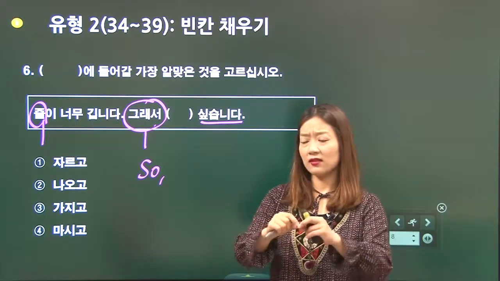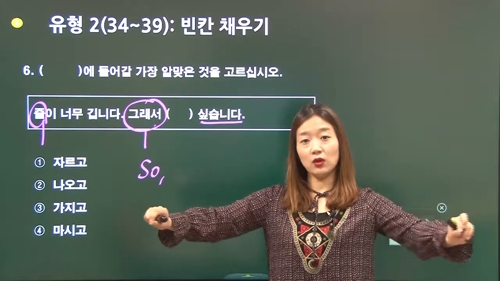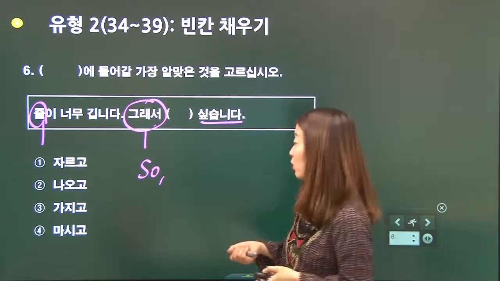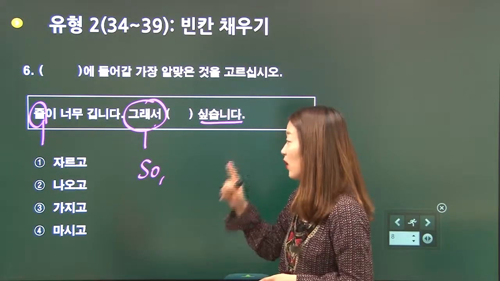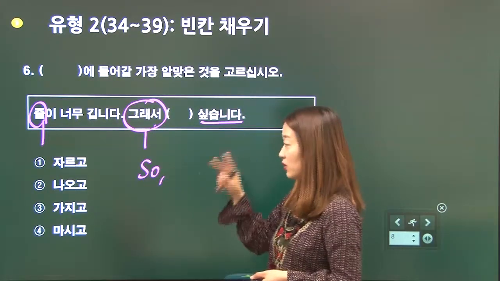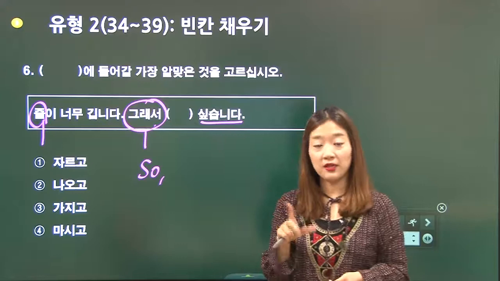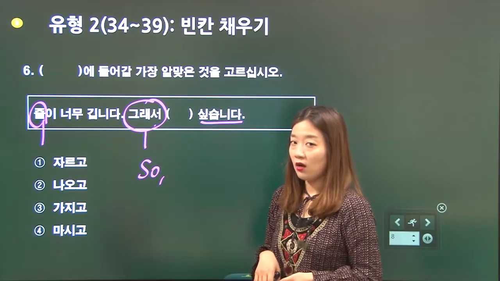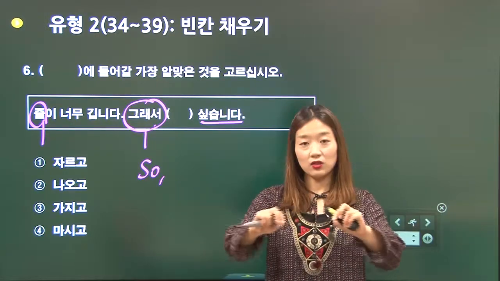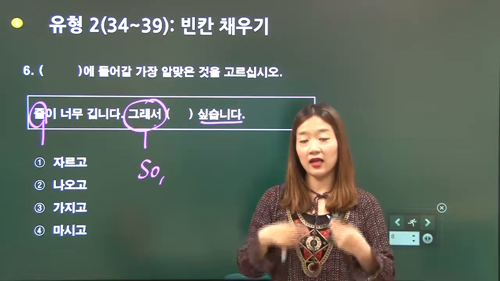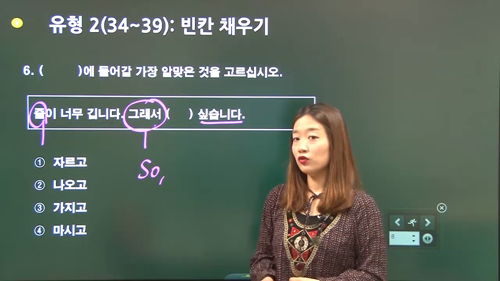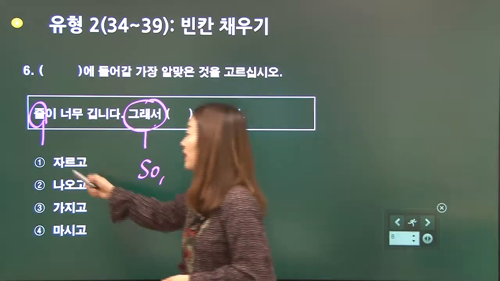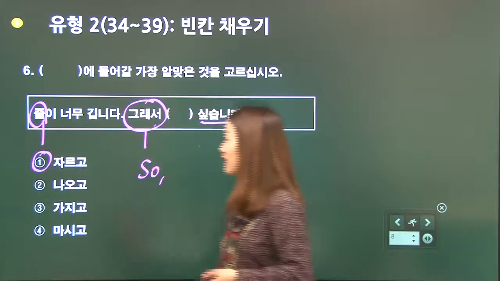So this line, this string, is too long. So what do I want to do? Number one, 자르고. Number two, 나오고. Number three, 가지고. Number four, 마시고. Alright, this line is too long, so I want to cut, right? So the best answer is number one, 자르고.